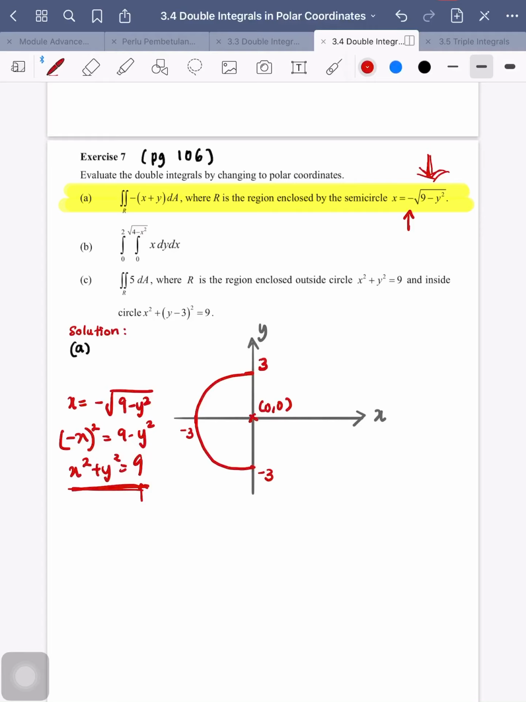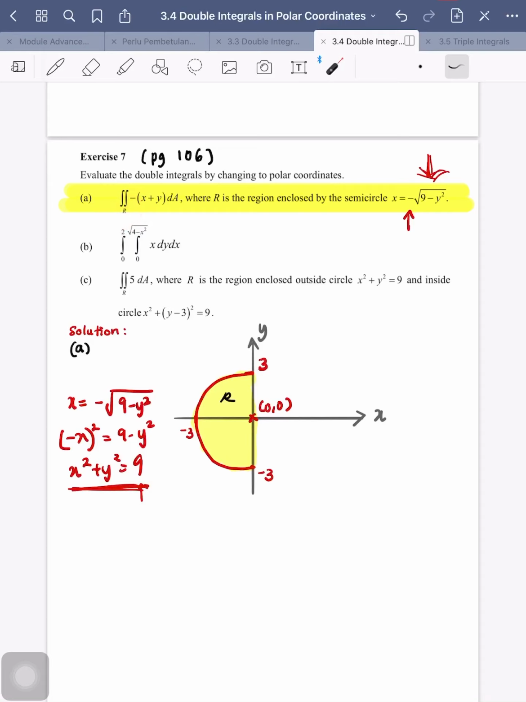Don't forget to shade your region. Okay, shade your region. So the region is here, inside the semicircle. After you shade your region, please do label your graph, your region R, because it is stated here as R.